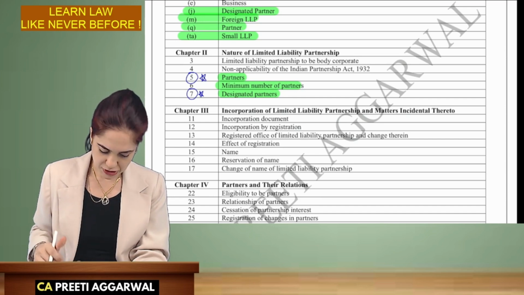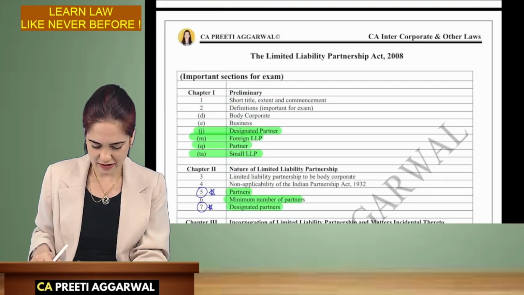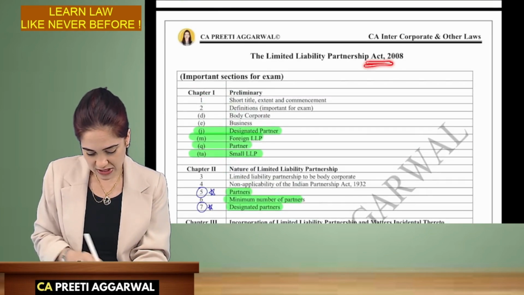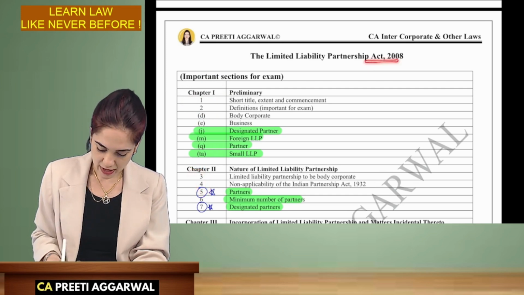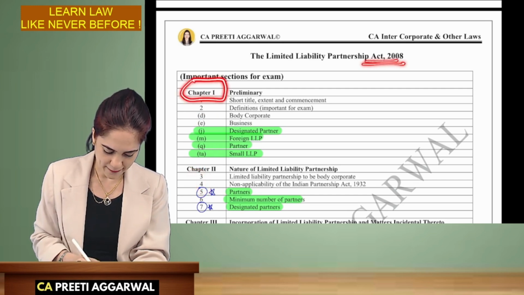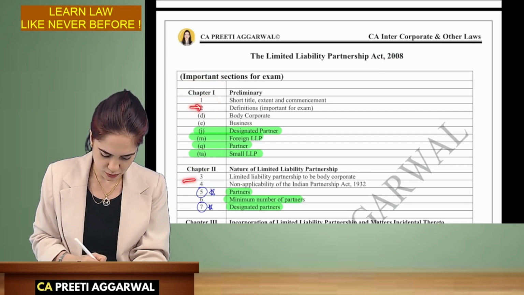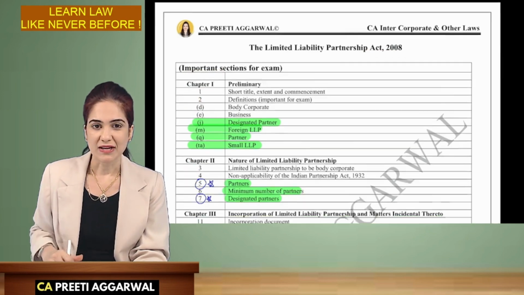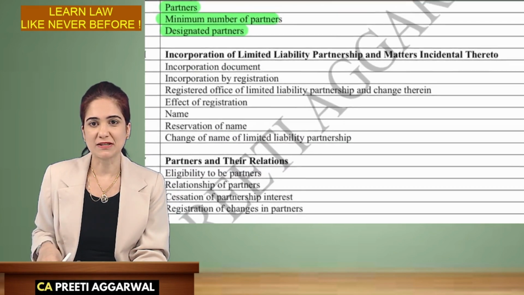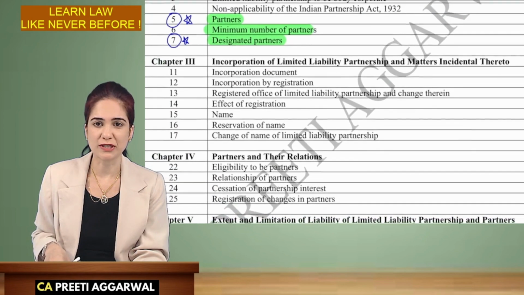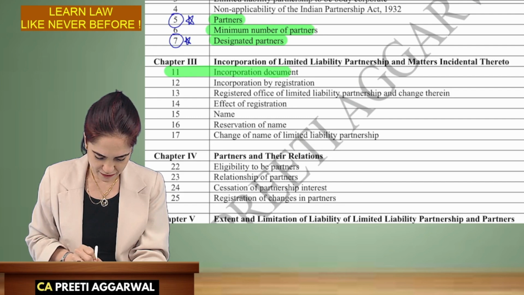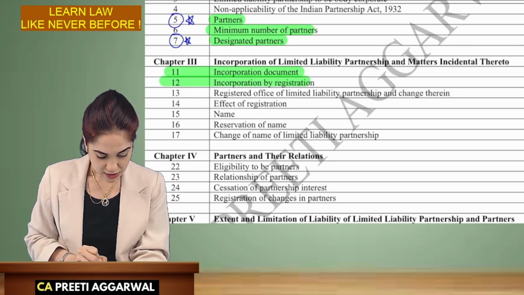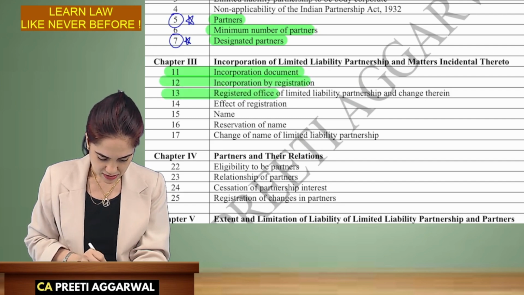From incorporation, see how they have divided the entire act. The act is first divided into chapters. Chapters are then divided into sections. So chapter 3 provides the sections relating to incorporation of LLP. Important are sections 11 and 12, registered office, name.